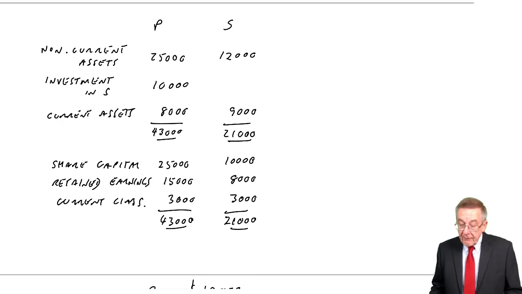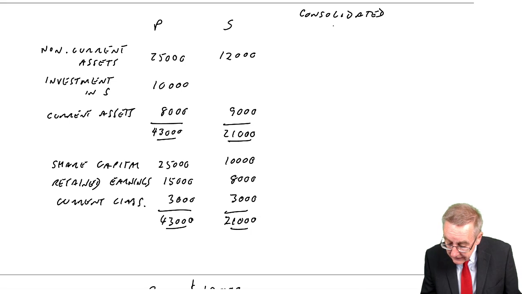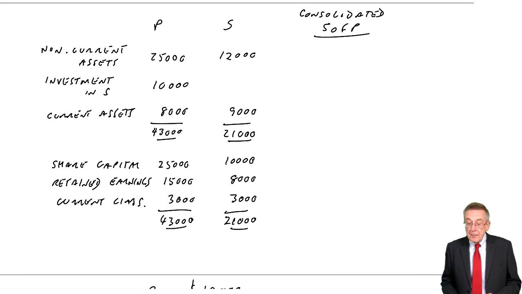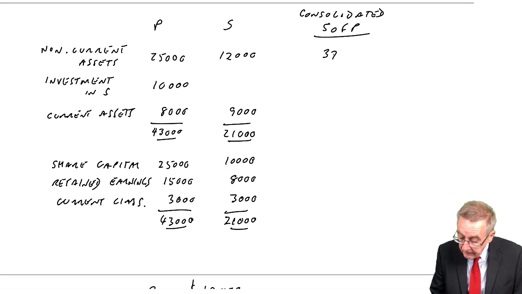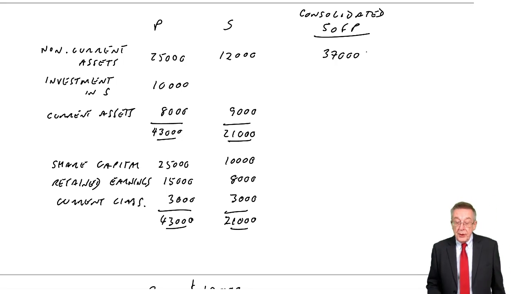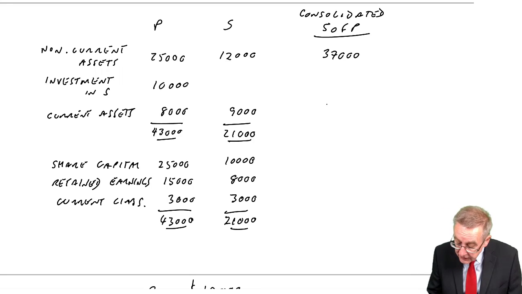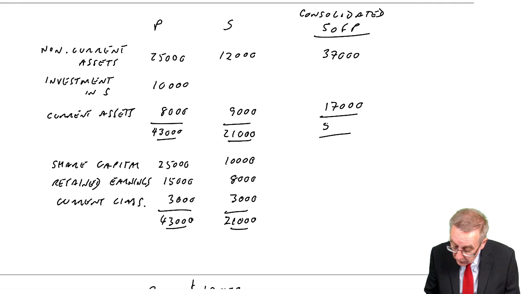Having said that, let's now produce the consolidated statement of financial position. That's what we call it when we produce this statement as though it's one big company. If we treat it as one big company, the non-current assets, add them up. In total, the two together own 37,000. Now the current assets, add them up, a total of 17,000. And so the total assets of the combined company: 54,000.